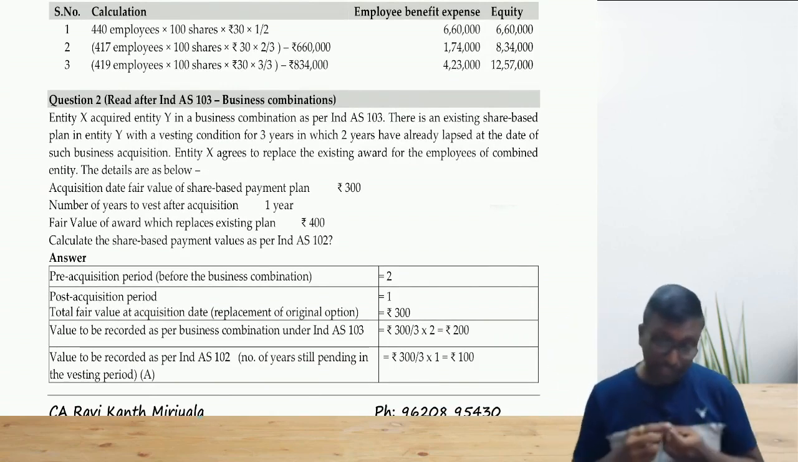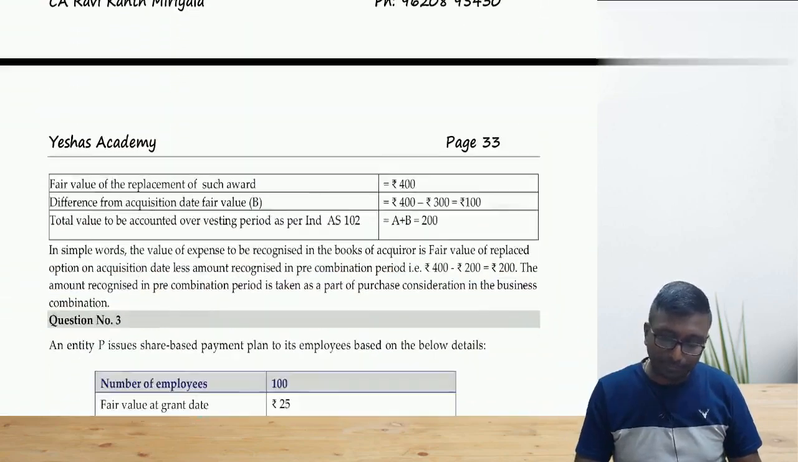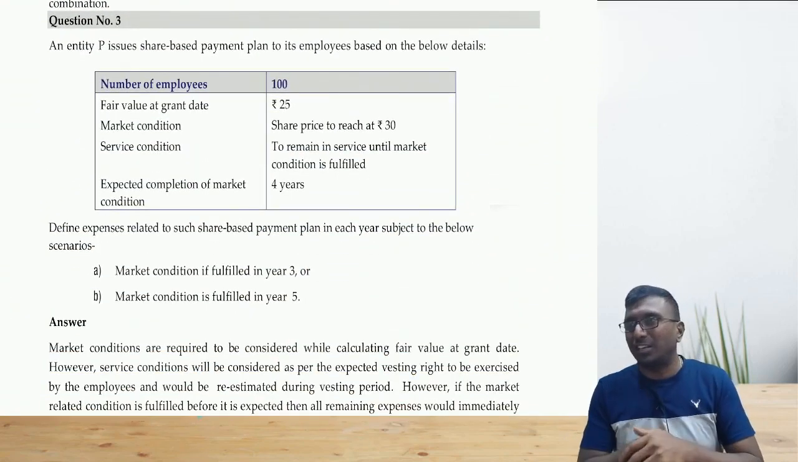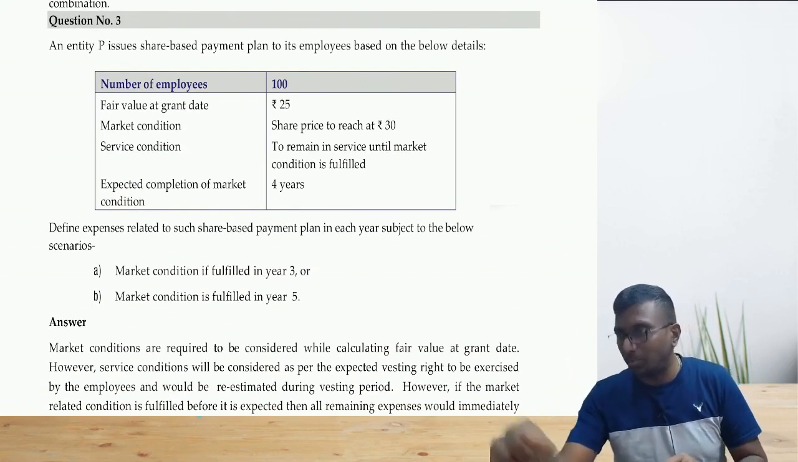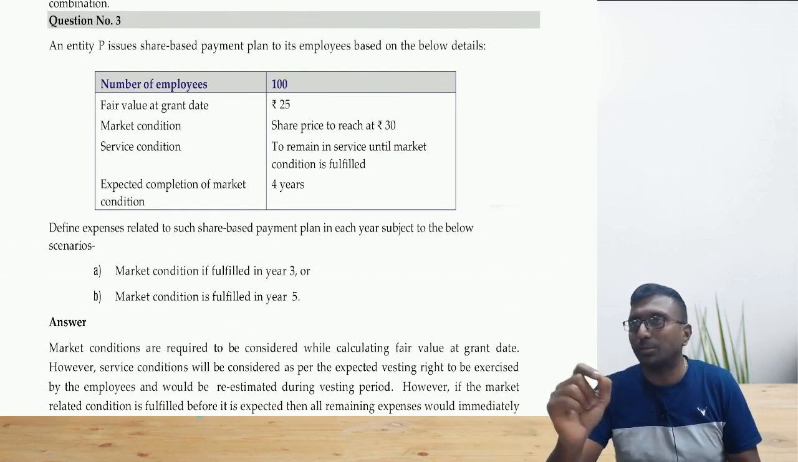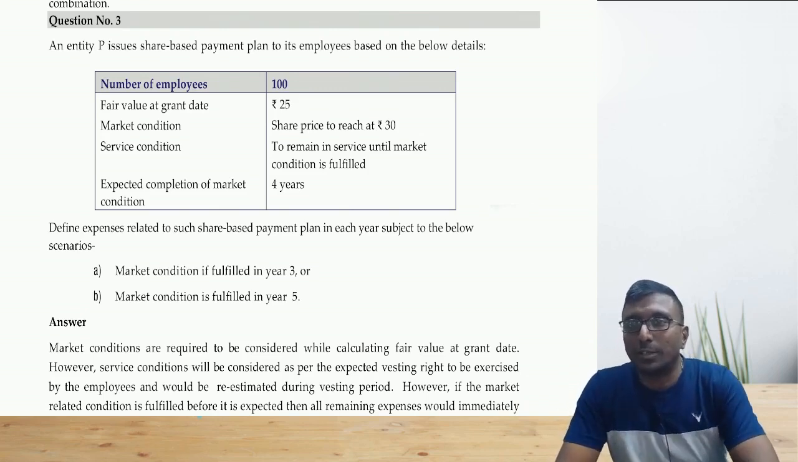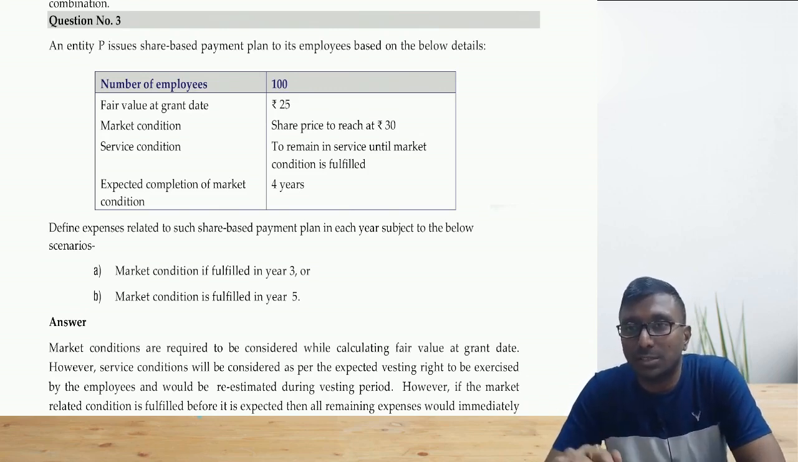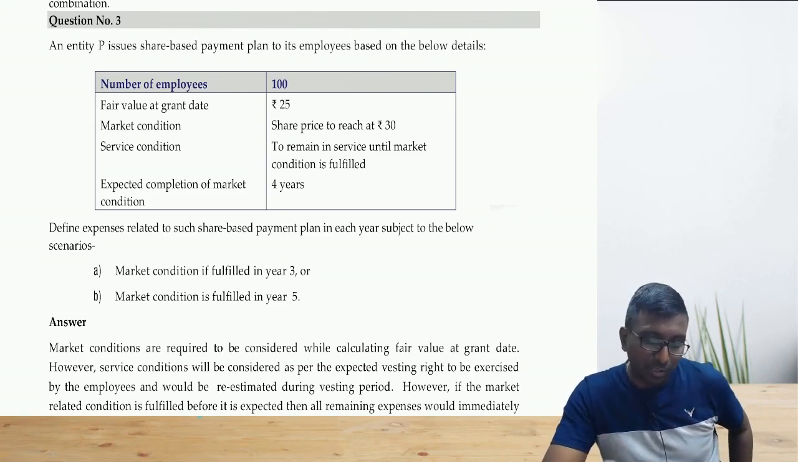Read after Ind AS 103 business combination. So leave it; linking will be there. When you come next round on your own, you mark it at least. Put a double star or triple star, so that next time, in the second revision, at least mandatorily you touch it. That's it. This is market condition. It's an easy one only.